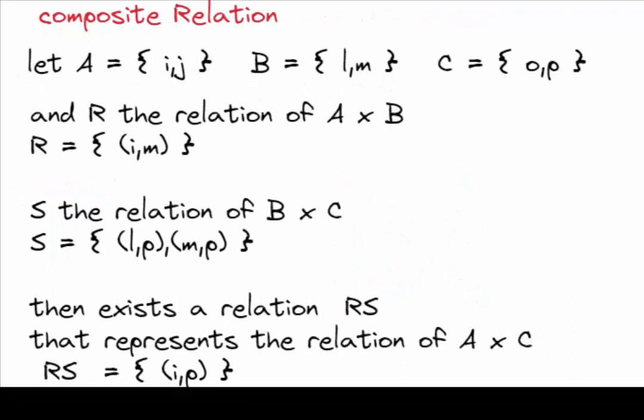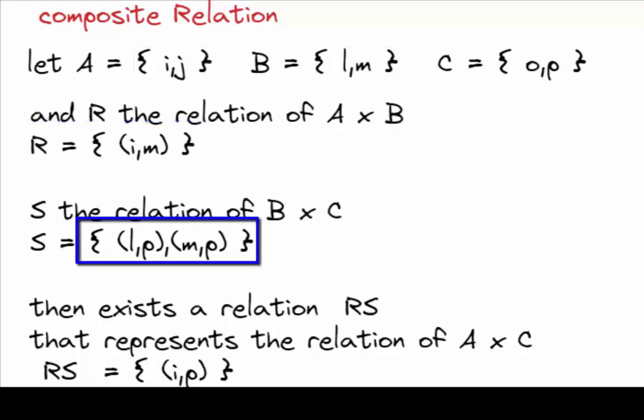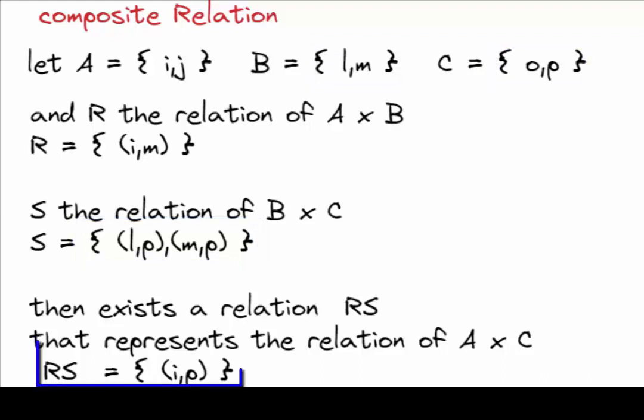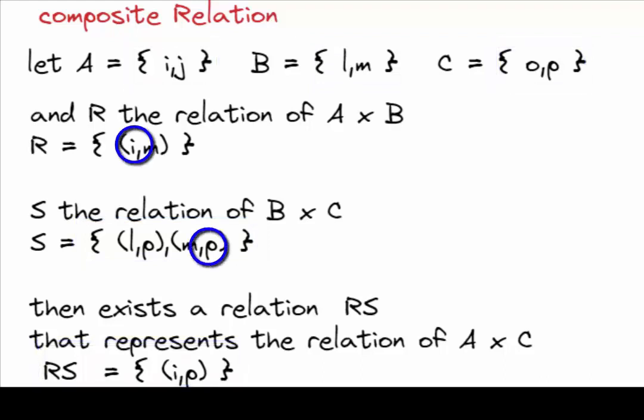A composite relation. Let's see. Given R as the relation of A on B and S as the relation of B on C, then there can exist a relation denoted by RS between A and C, linking the common element like this.